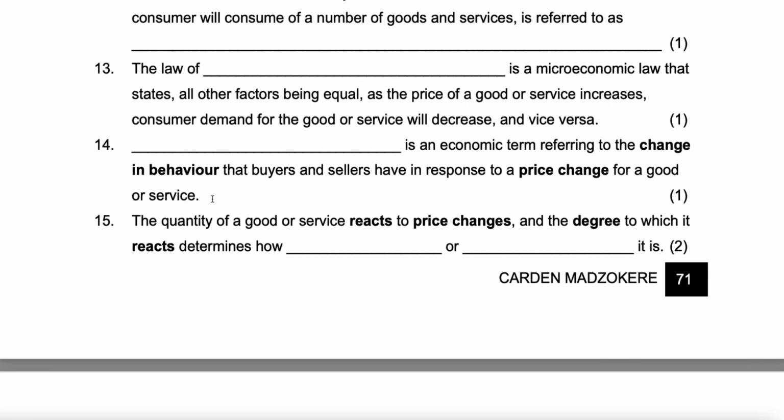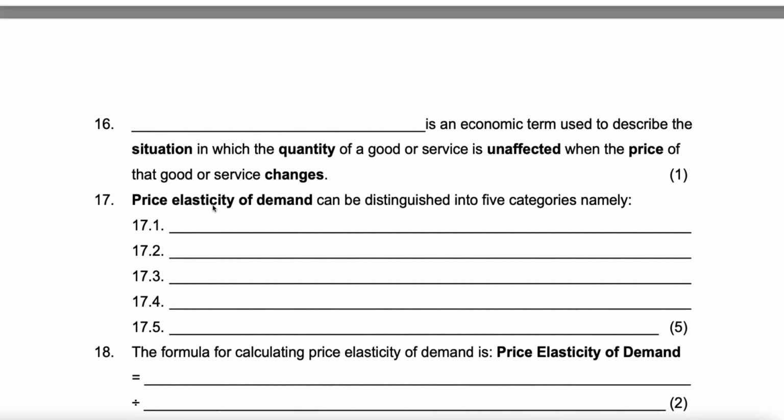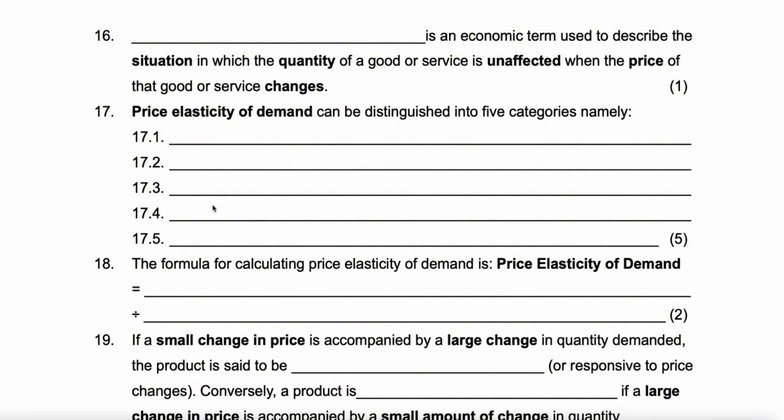Number 15, the quantity of a good or service reacts to price changes, and the degree to which it reacts determines how elastic or inelastic it is. Okay. So it means that certain goods are more elastic than others, and the reason varies. There are a couple of factors that determine how elastic a product is.